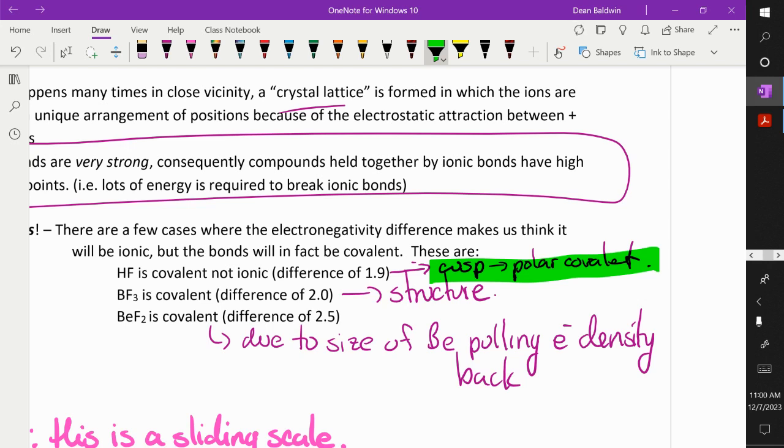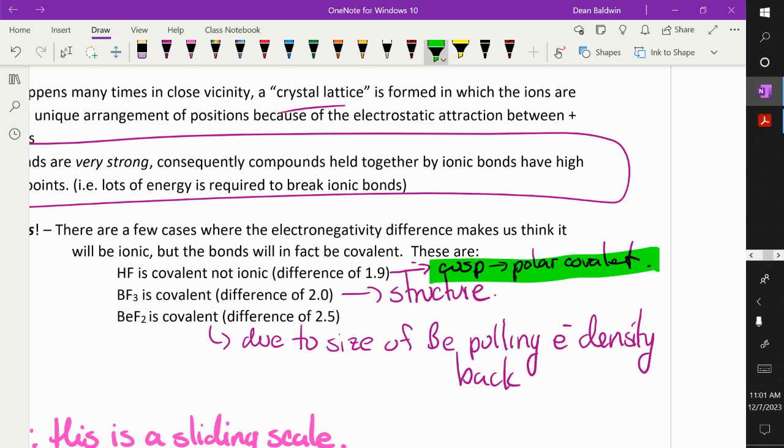BF3, if you look at that, it has a difference of 2.0, which looks like it should be ionic. Later on, we're going to look at the structure of these molecules. BF3 is like this. This is three-dimensional. So all these fluorines are pulling electron density away, and they're essentially canceling it out because they're pulling against each other.